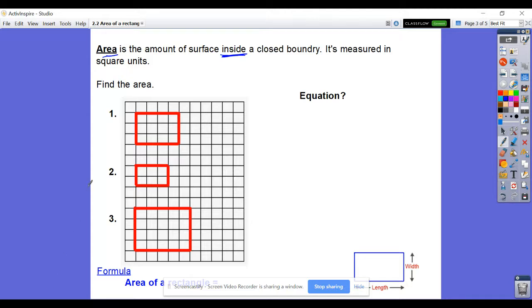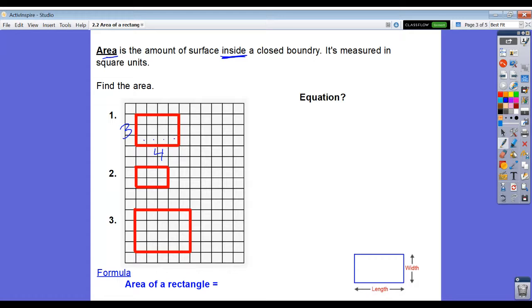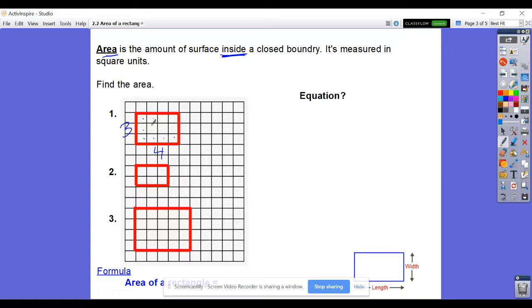We have a rectangle with a length of 3 and a width of 4. 1, 2, 3, 4. So go ahead and label your rectangle. It is a 3 by 4. So if we wanted to find the area, or the amount of surface inside, well, we could count up one by one, or we could see that we had a 3 by 4, 3 times 4 equals 12 square units.